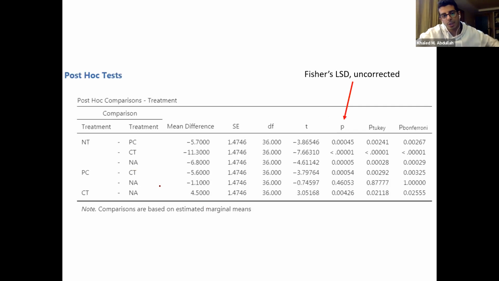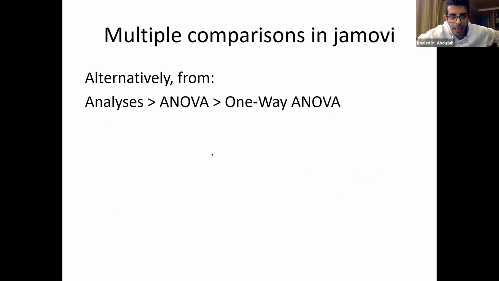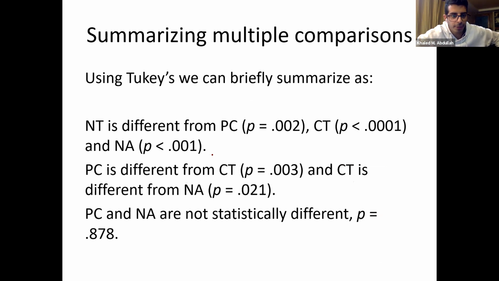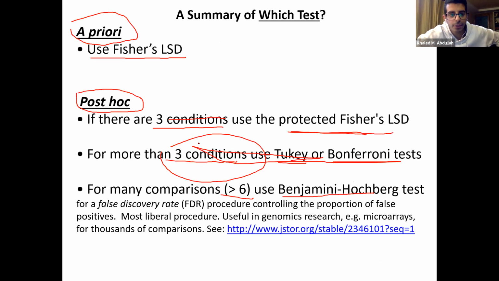With that said, he gives you some Jamovi, more Jamovi. This is an example of Fishers, and so on. This is just lab stuff, more lab stuff. He gives you a way to summarize everything. He gives you a priori and post hoc. This is a beautiful summary.